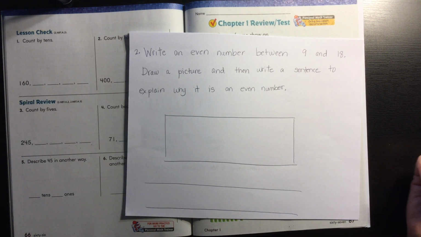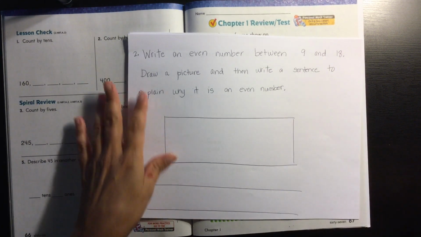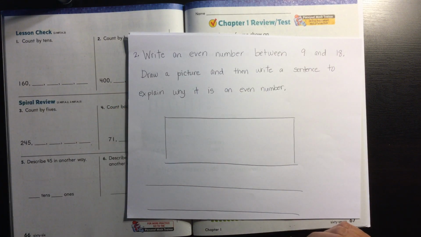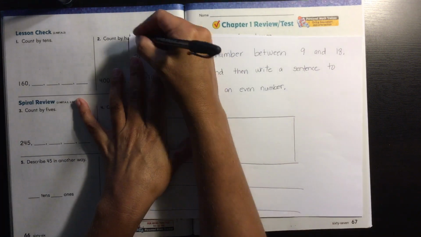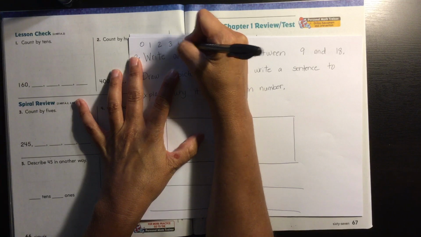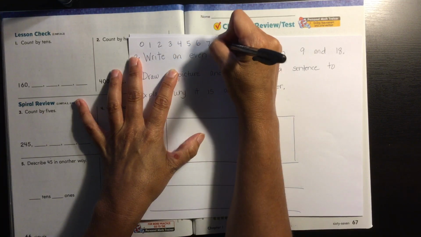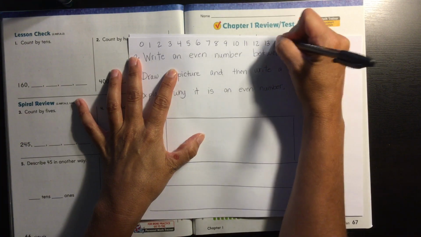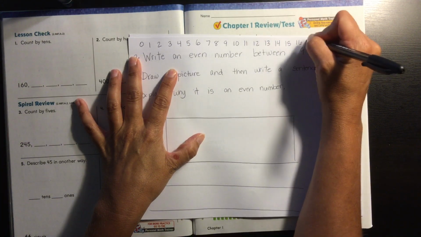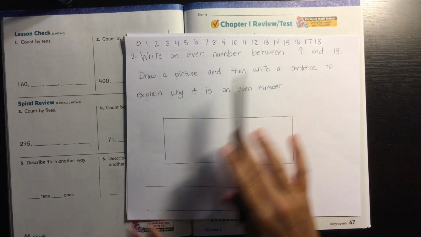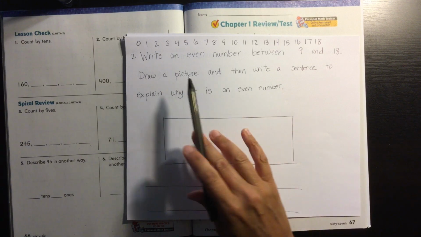So one of the things I might do first is I might write the numbers 9 through 18 on my paper, or I might even start at 0 in order to figure out which numbers are the even numbers. So I'm going to start up here at 0, 1, 2, 3, 4, 5, 6, 7, 8, 9, 10, 11, 12, 13, 14, 15, 16, 17, 18. Now I want to underline all the even numbers so that I know that I am choosing an even number.